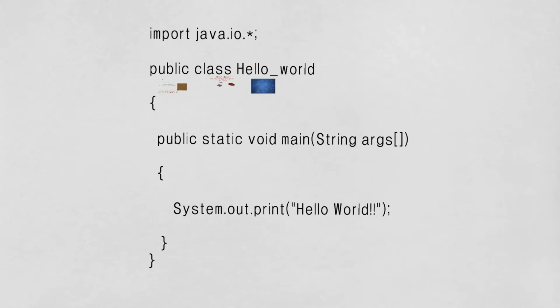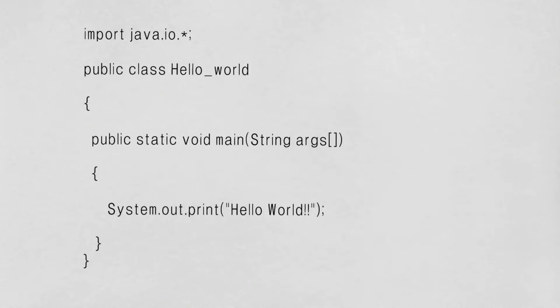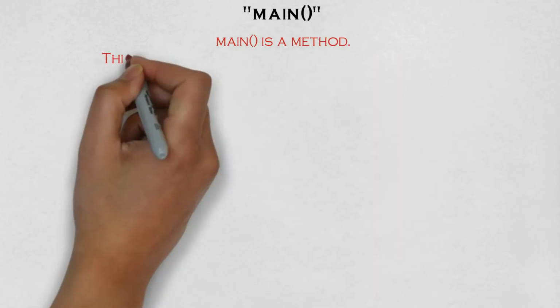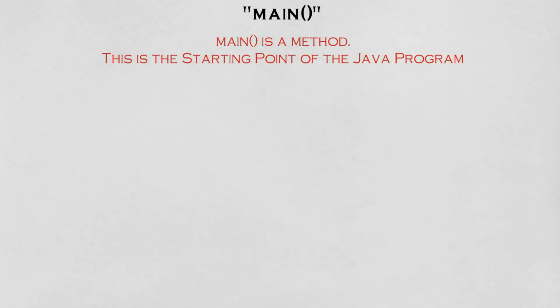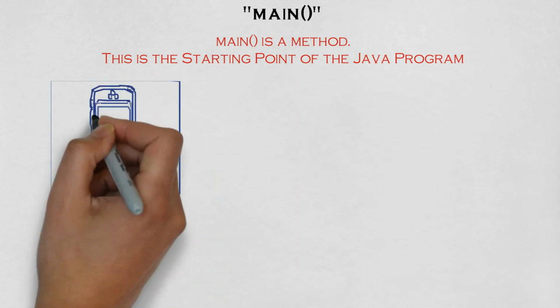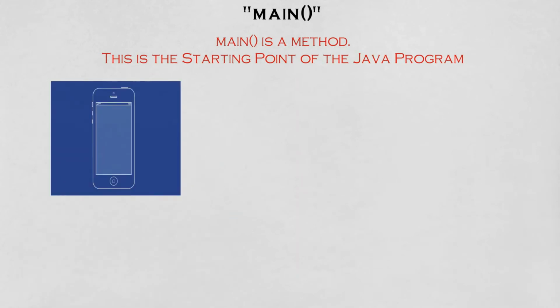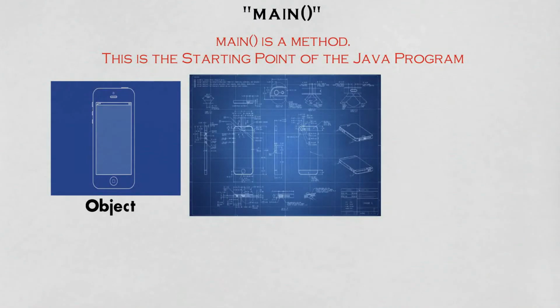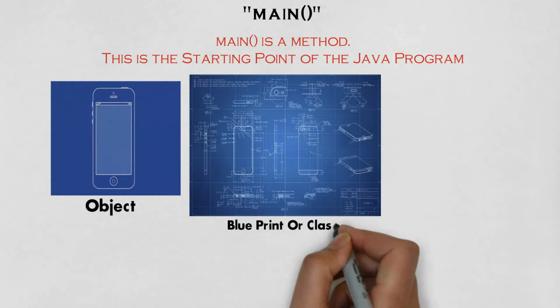As you can see, next we have curly braces, which are used to group a block of statements in a program. Next, let us move on to the main function. It is the starting point of any Java program and is an important part of a program. Continuing with your smartphone example, as we mentioned the phone to be an object, its blueprint to be the class, similarly, the applications in the phone are like the methods or functions of a program.